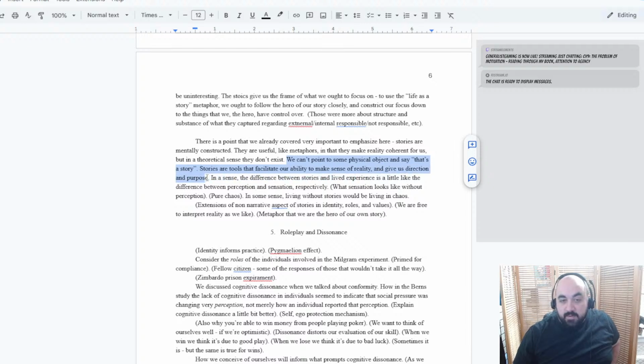In a sense, the difference between stories and lived experience is a little like the difference between perception and sensation, respectively. What sensation looks at without perception is, in fact, pure chaos. In some sense, living without stories would be living in pure chaos.